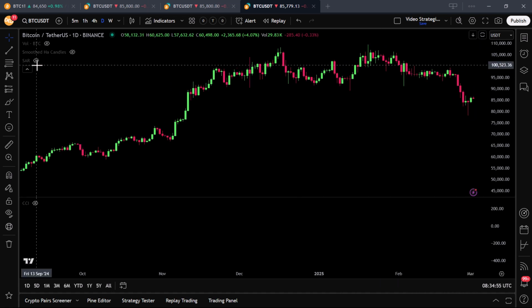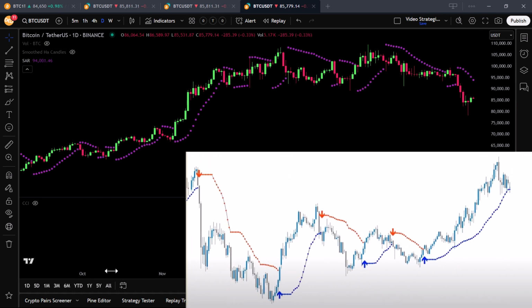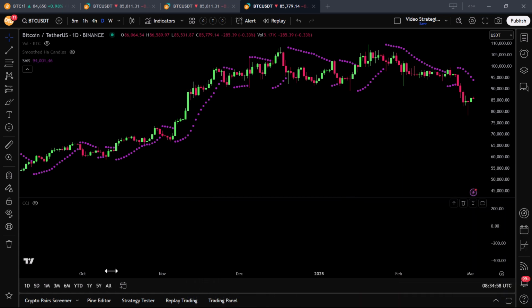The first indicator that is explained in the video is unknown to me, but it closely resembles the parabolic stop and reverse indicator. Therefore, I will use this as the alternative indicator for the Profitable Strategy 1 in this strategy. I will keep the default settings here.